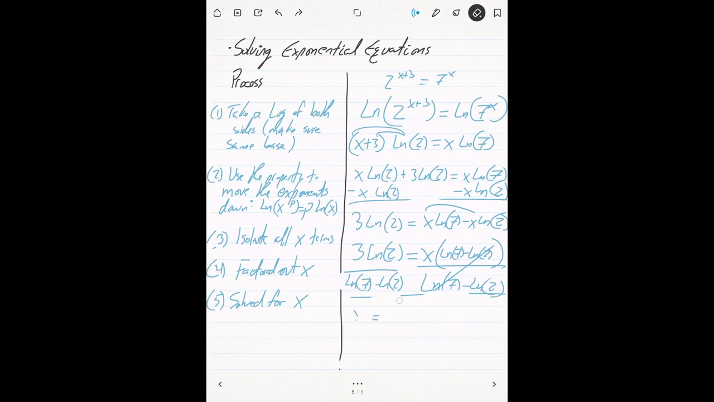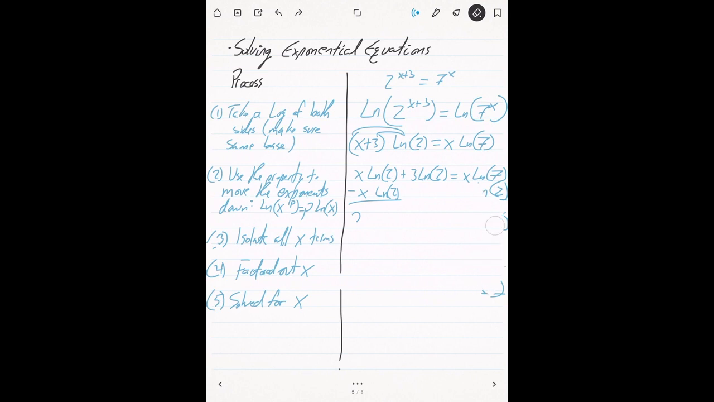And I know what my solution should be. What I'm going to do is try to get that solution again, but this time without having to worry about the natural log representation, because sometimes students get tripped up in all of this work. So what we did here was we distributed the natural log of 2 to get x times ln of 2 plus 3 times ln of 2 equaling x times ln of 7.